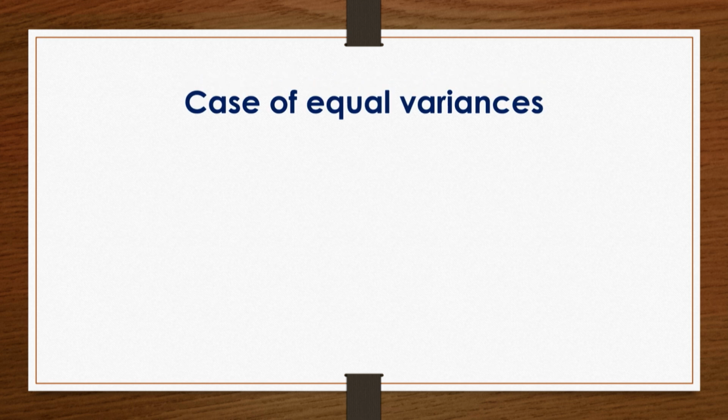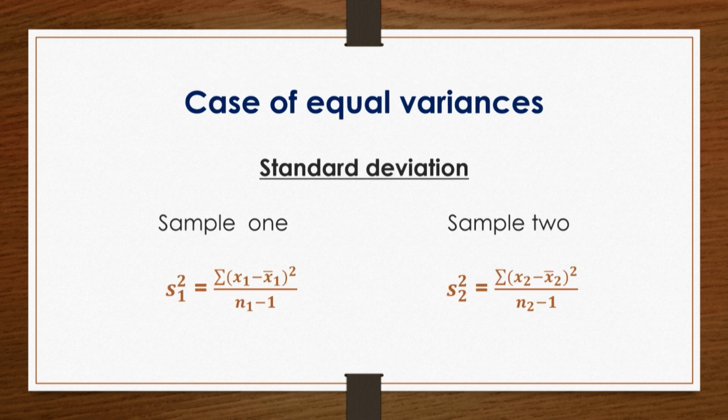In the case of equal variances, the standard deviation is given by two formulas, for sample 1 and sample 2. S1 square for sample 1 is equal to summation over x1 minus x1 bar the whole square divided by n1 minus 1, and for sample 2, S2 square is given by summation over x2 minus x2 bar the whole square divided by n2 minus 1.